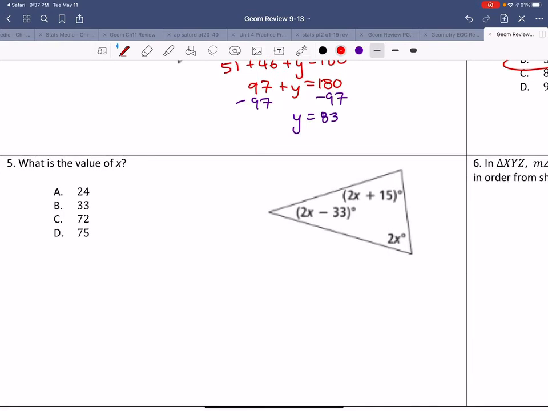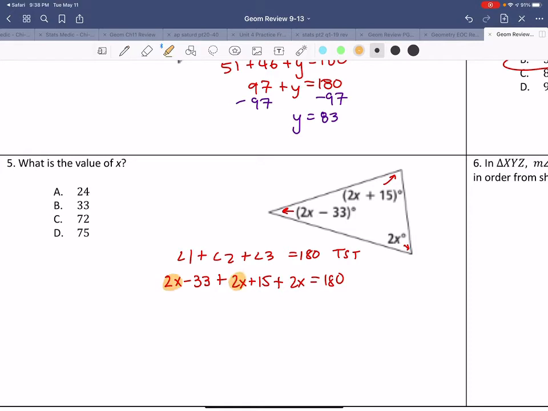What's the value of x? Notice we have an expression for each angle, and just like anything else, they should all add up. So the 3 angles have to add up to 180 because of the triangle sum theorem. So whichever one you call the first angle, I'll call this one the first, and then the second, and then the third. I've just substituted those in.